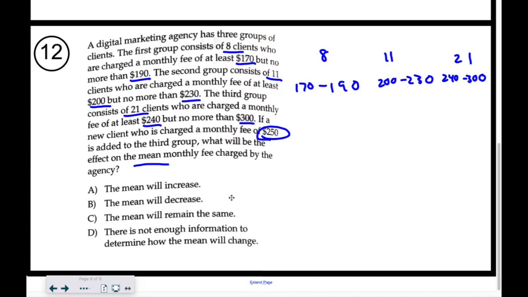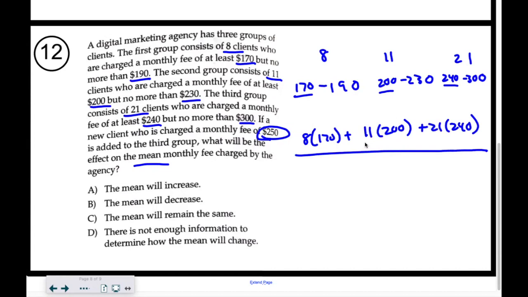So what we can do is just find two different means. Imagine that we had all the lowest values. So that would mean eight 170s and 11 200s and 21 240s. So you could just do 8 times 170. Here, let me write it out. 8 times 170 plus 11 times 200 plus 21 times 240, right? And then we're going to divide that by 40 because 21 plus 11 plus 8 is 40. So there's 40 total clients.